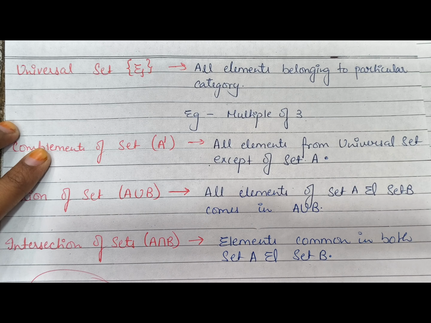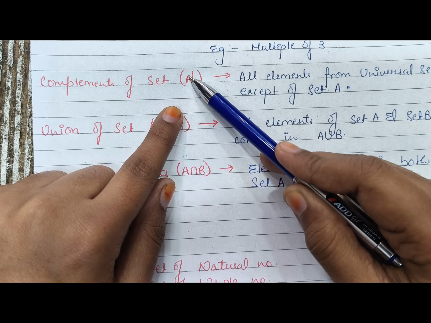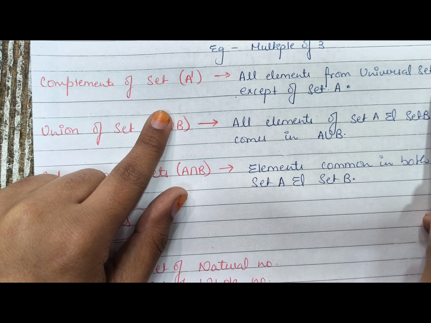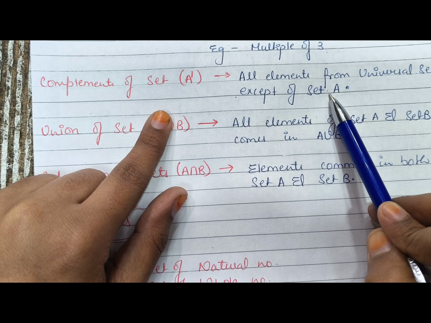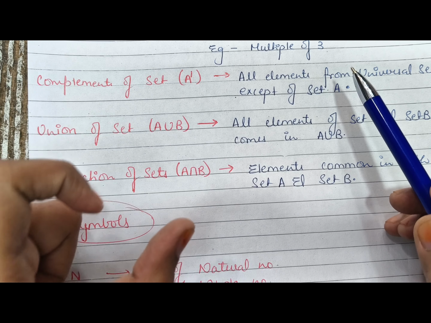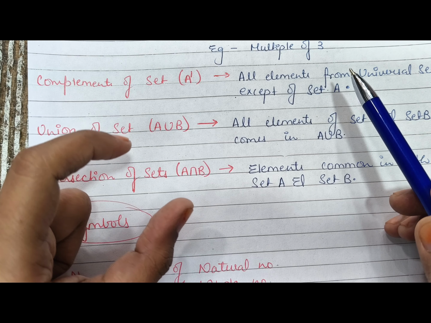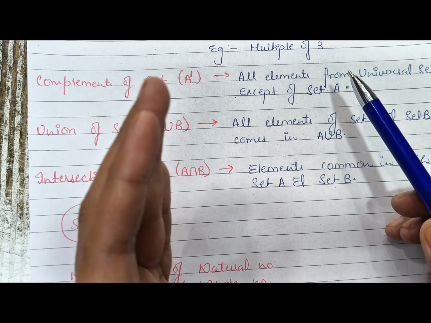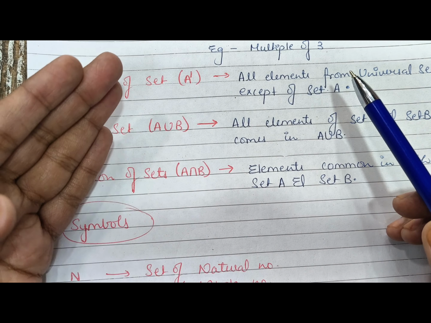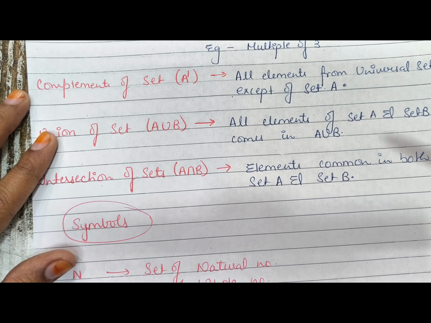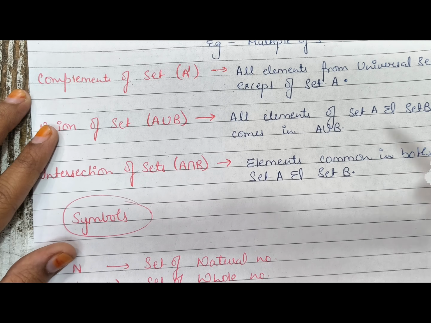Complement of a set. For example, I have taken the example of A complement. All elements from the universal set except those of set A. Means whenever we write the complement of A, we write the elements of the universal set except the elements of set A. That means we'll remove the elements of set A from the universal set and write the complement. We'll discuss this with the help of an example in the next video as well.